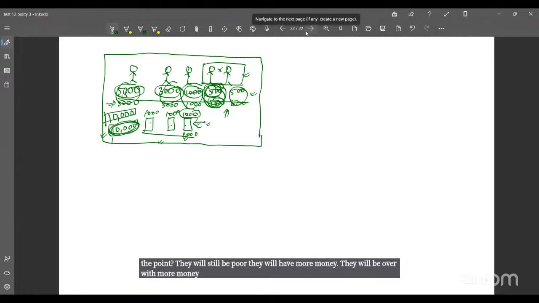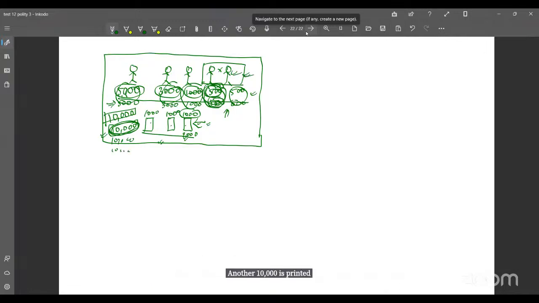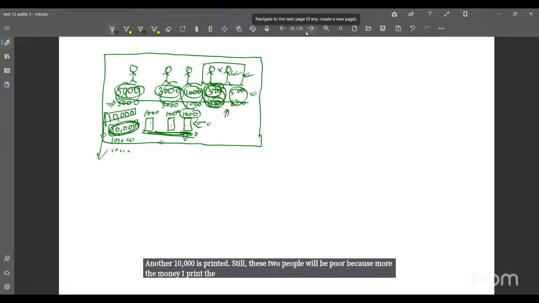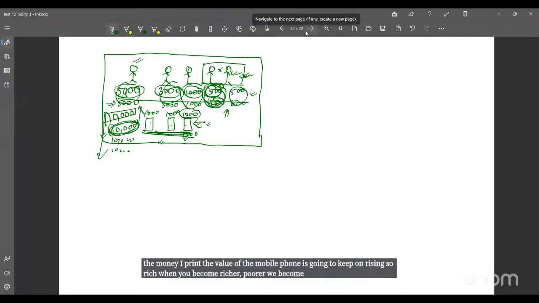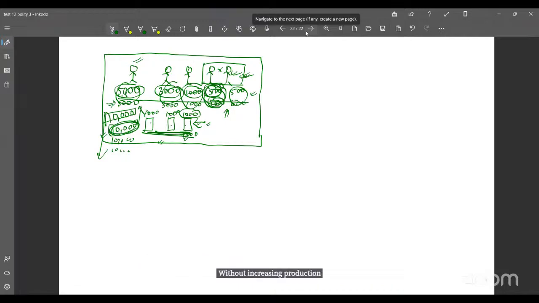So if another 10,000 is printed, still these 2 people will be poor. Because more the money I print, the value of the mobile phone is going to keep on rising. So rich will become richer, poor will become poorer if I print more money without increasing production. Are you getting the point?